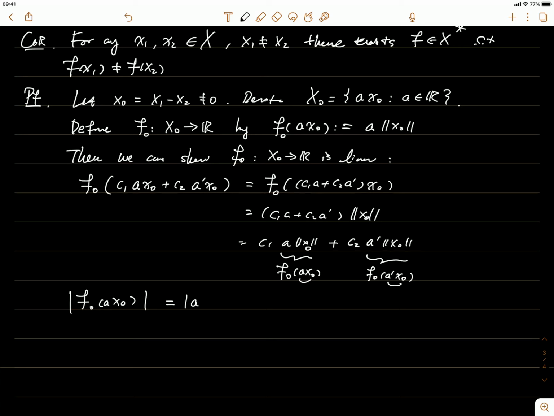On the right hand side, I have the absolute value of this, and this is just a times this. According to the definition, because the norm is homogeneous, that's just a x naught. So when we apply f naught to any element a x naught in the space x naught, I know that is less than or equal to this, or is equal to this. This implies that this is indeed a bounded linear functional whose norm is just equal to 1.